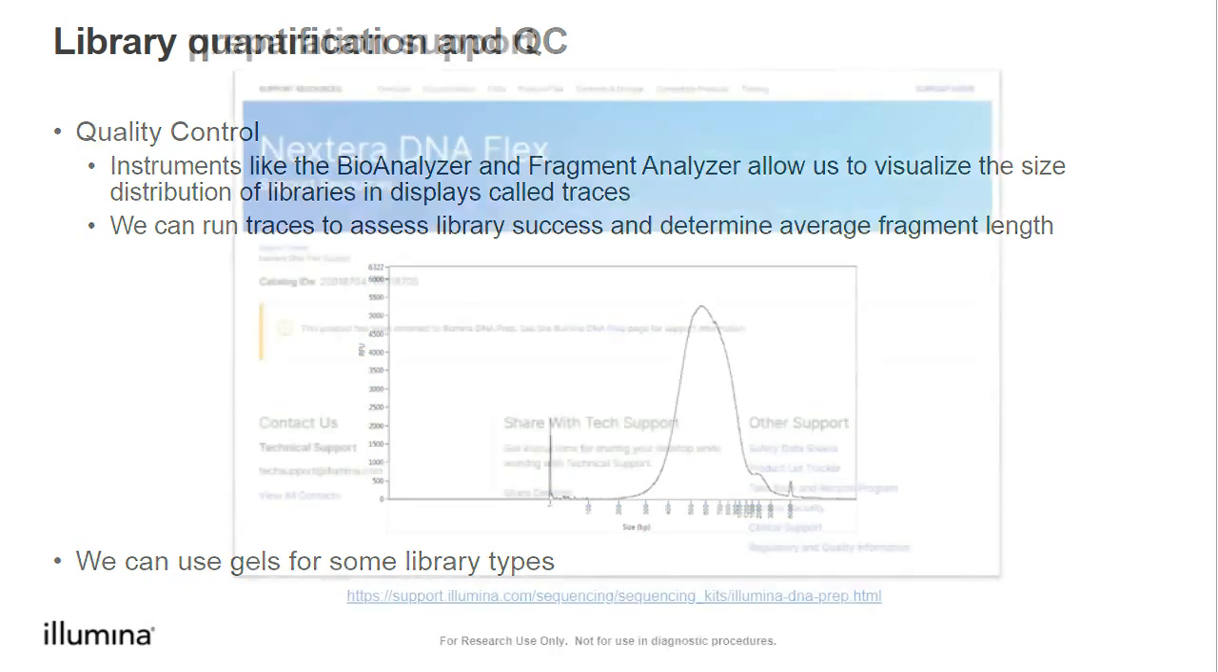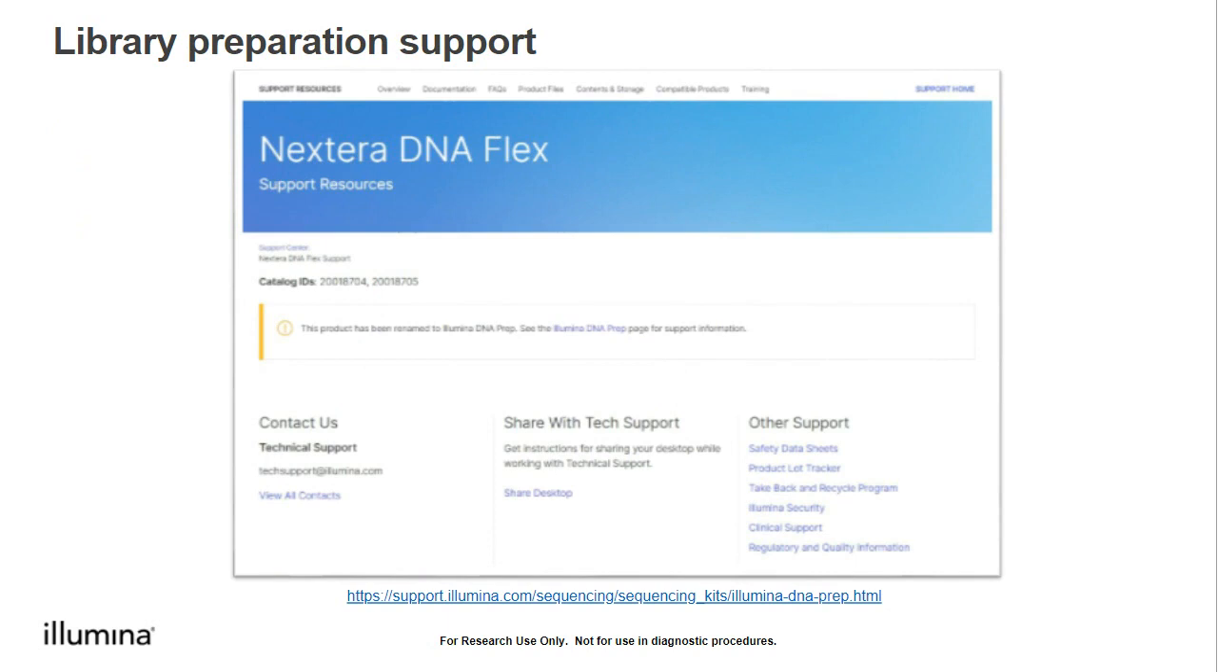For each library preparation kit, we have a support page. The reference guide contains the full protocol as well as quantification and QC recommendations. The support page also includes reagent information in the contents and storage section at the top, additional documentation, and frequently asked questions and answers about the workflow.